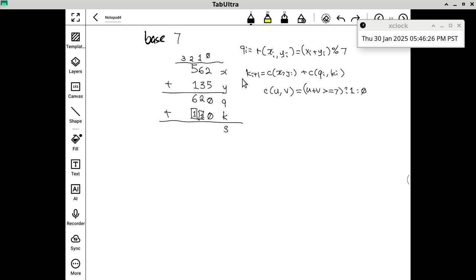And then we also want to figure out what is K3. So K3 is right here. With K3, the pattern is a little bit different, in terms of which one is a 1 and which one is a 0, because C of x2, y2, which is 5 plus 1 being greater than or equal to 7, is false. So that's why your C of x2, y2 is a 0. However, C of q2, k2 is 6 plus 1 being greater than or equal to 7, which is true, then it returns a 1. So now we have 0 plus 1, which is still a 1. So now we have another 1 over here.